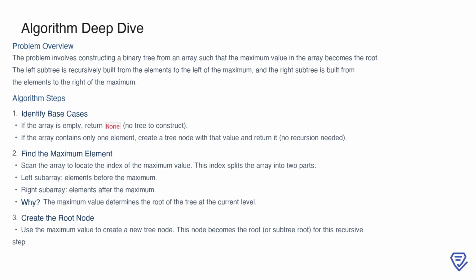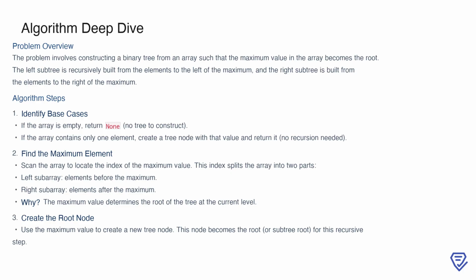To get started, we define our base cases. If the array is empty, there is no tree to construct, so we return None. If the array contains only one element, we simply create a tree node with that value and return it, as no further recursion is needed.